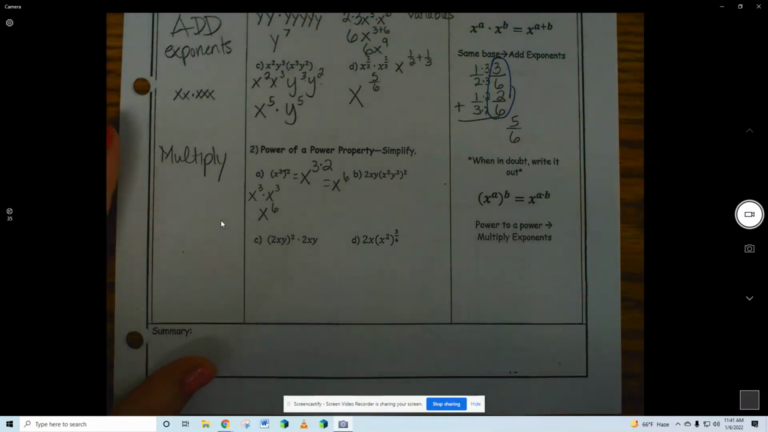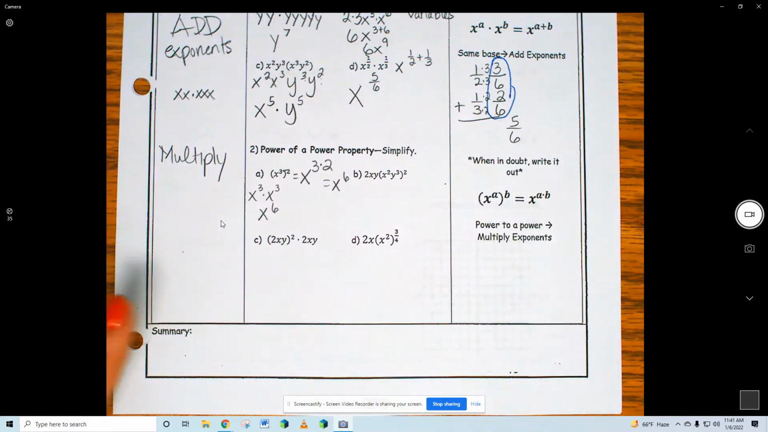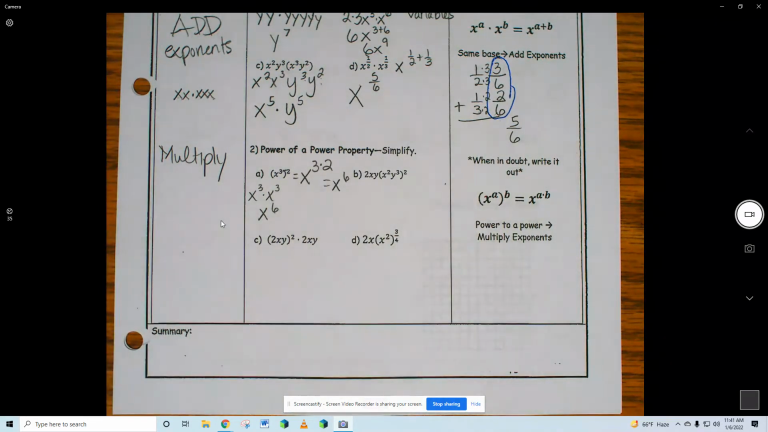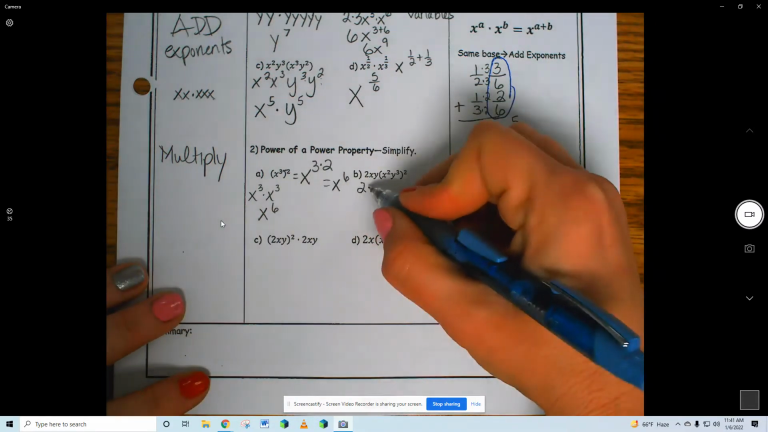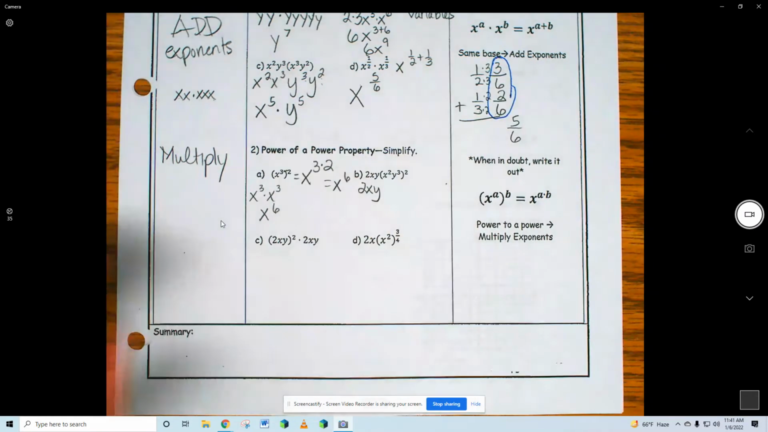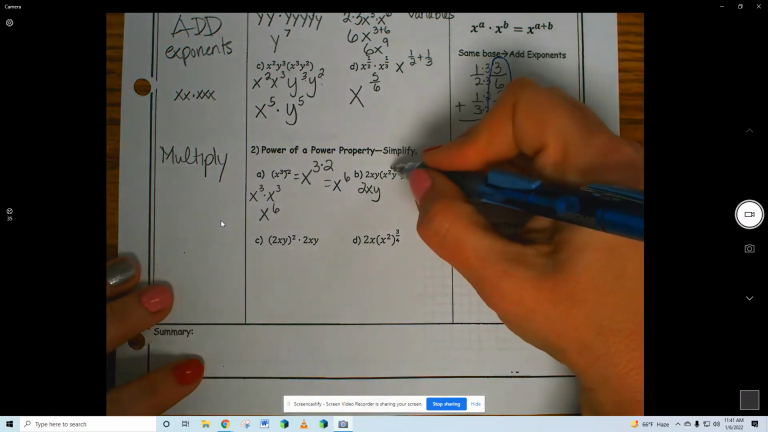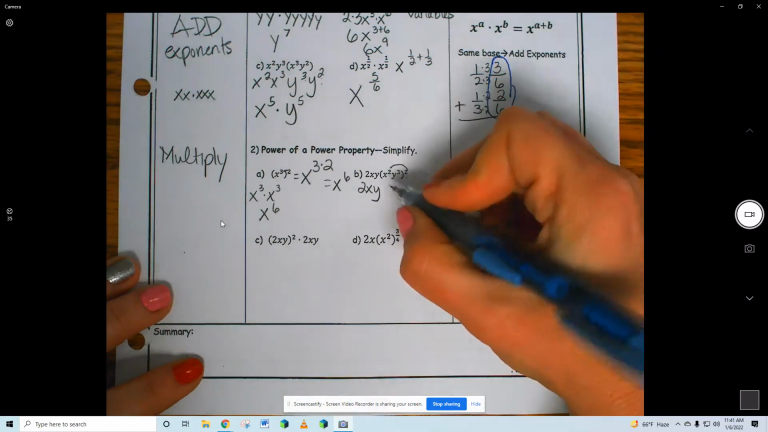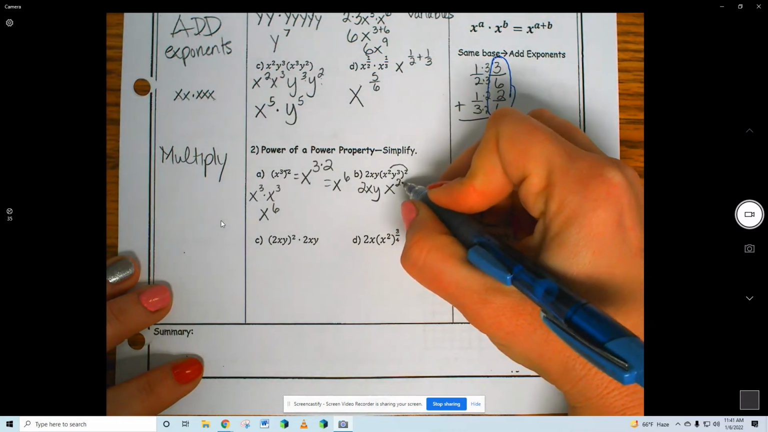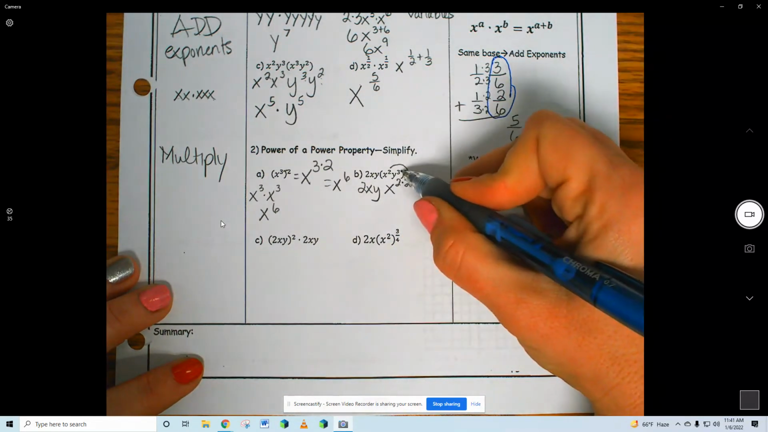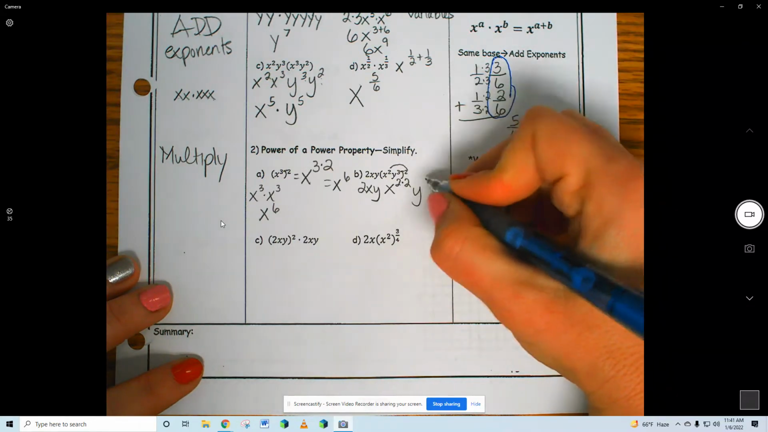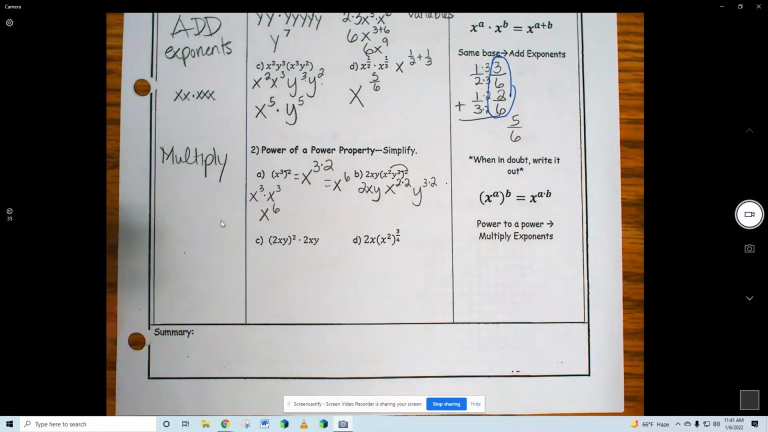All right, let's talk about b. In b, the 2xy in front is just going to stay because it has nothing to combine with. It's not raised to any powers, it's just by itself. However, in parentheses, that's where the power to a power starts. X squared to the second, x to the 2 times 2, and then y to the third times 2, y to the 3 times 2.